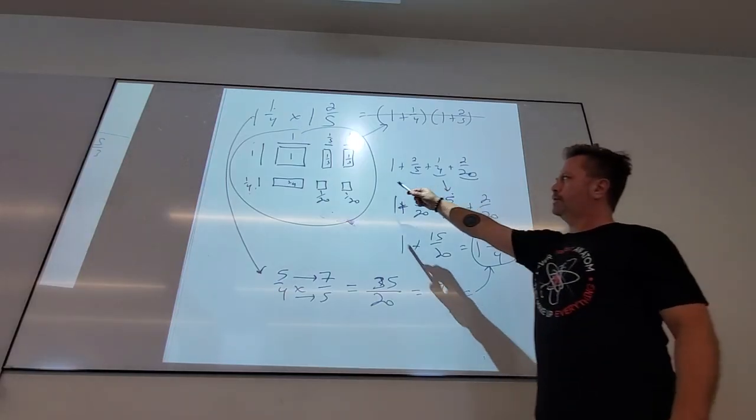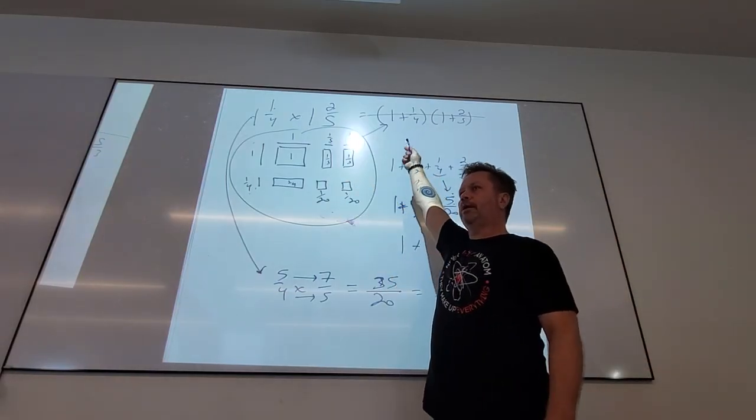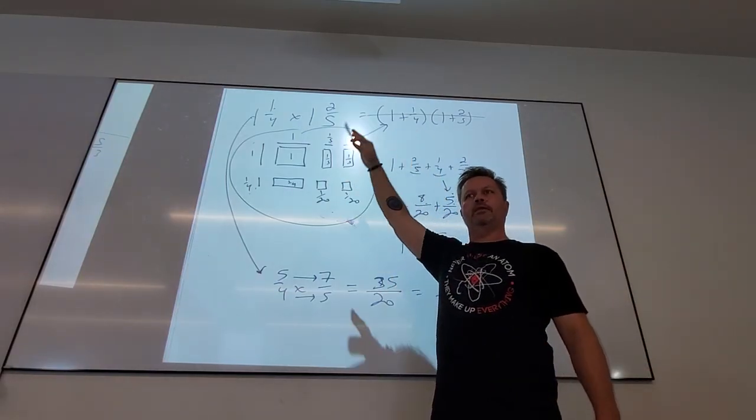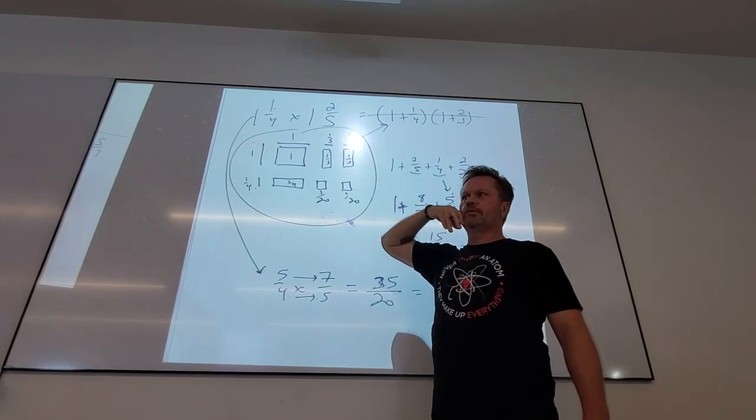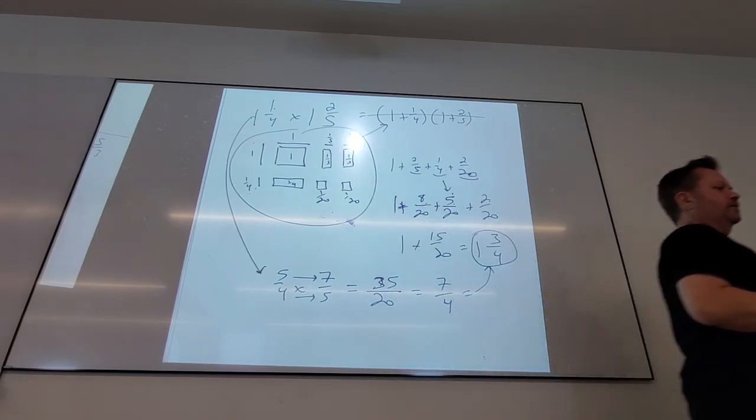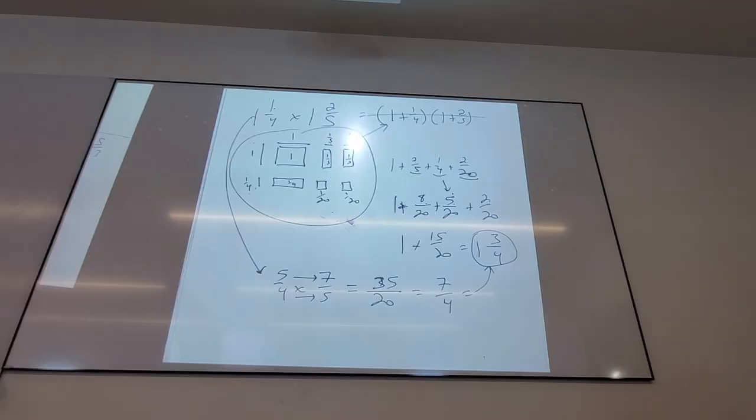Do you guys see what I mean though? This is a visual of the foiling that you would have to do if you kept them as mixed numbers. Okay. Maybe.